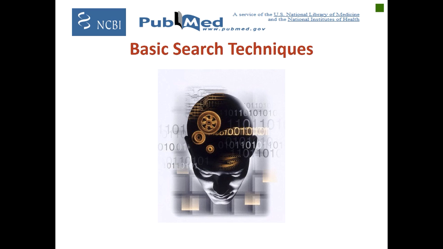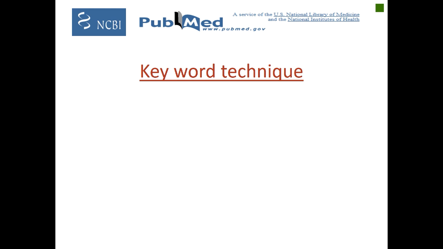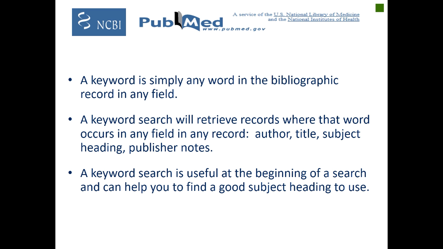Let's review together the basic search techniques on the PubMed. The first technique is called the keyword technique. A keyword is simply any word in the bibliographic record in any field. A keyword search will retrieve records where the word occurs in any field in any record, whether in the author, title, subject heading, and publisher notes. You will realize that the data will be huge and maybe not pertinent to the subject you need.